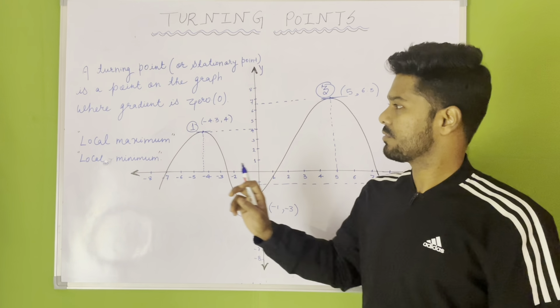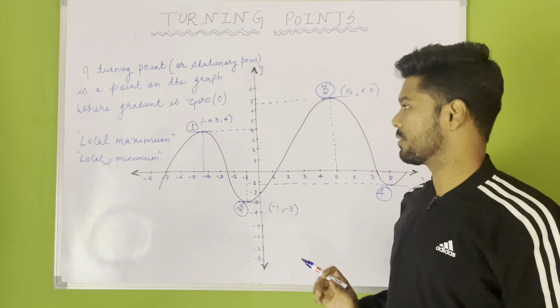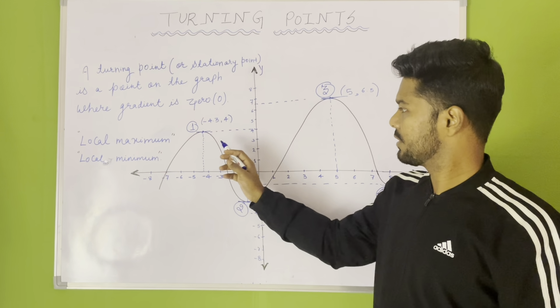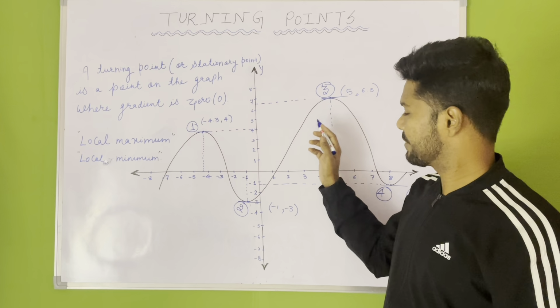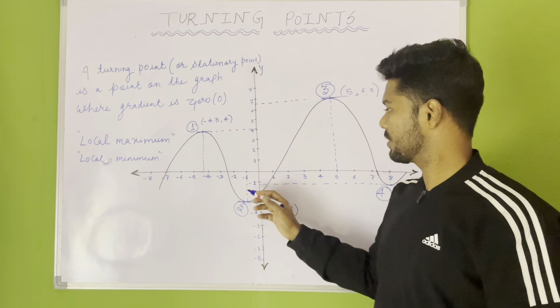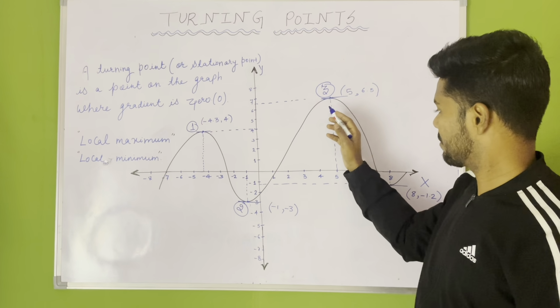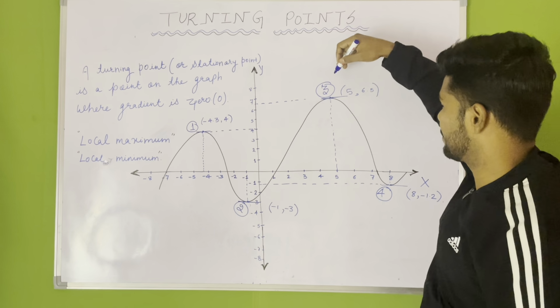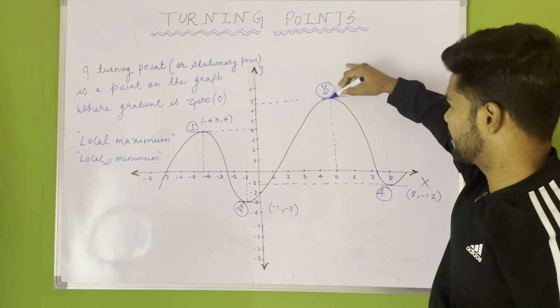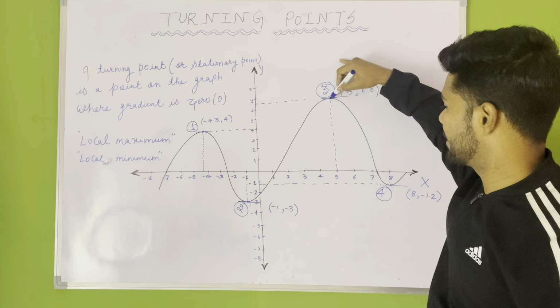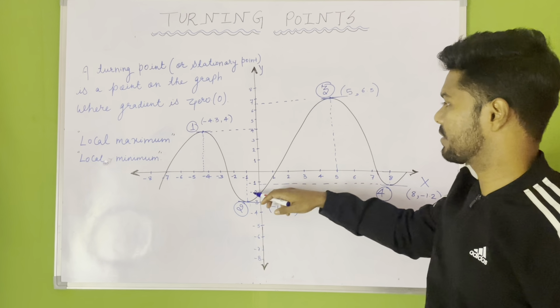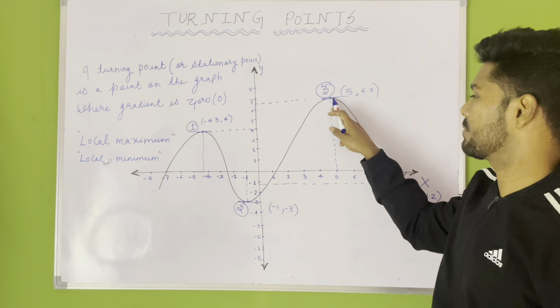Next, our concept is local maximum and local minimum. So just observe this graph. Where is the maximum point in this graph? If you observe, this is point number three, that means turning point number three is the maximum point plotted on this curve. So this is the local maximum.